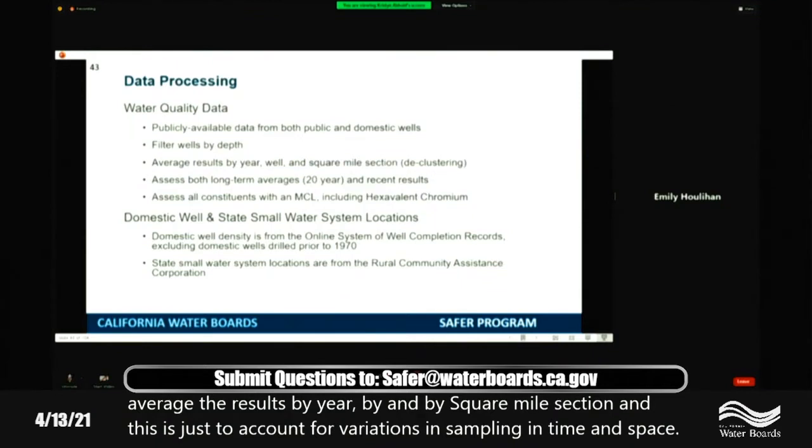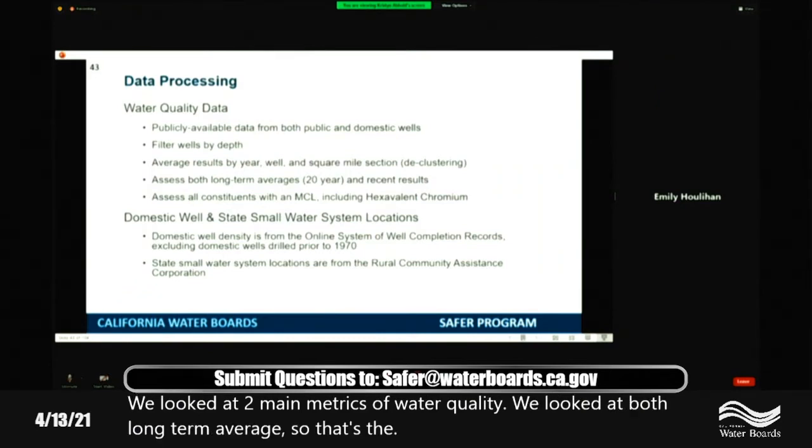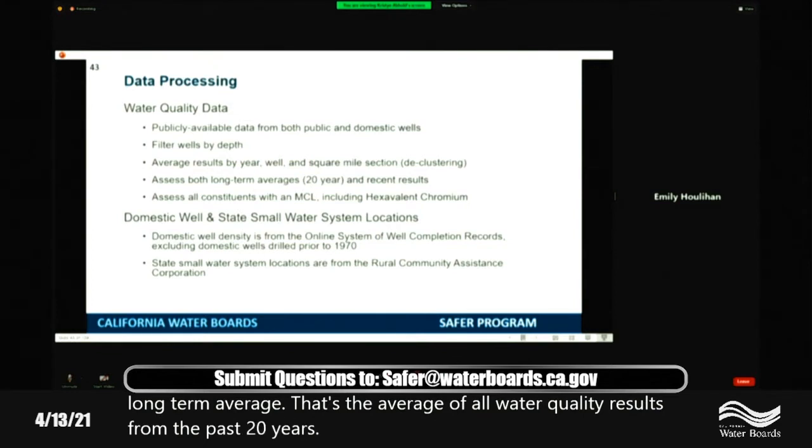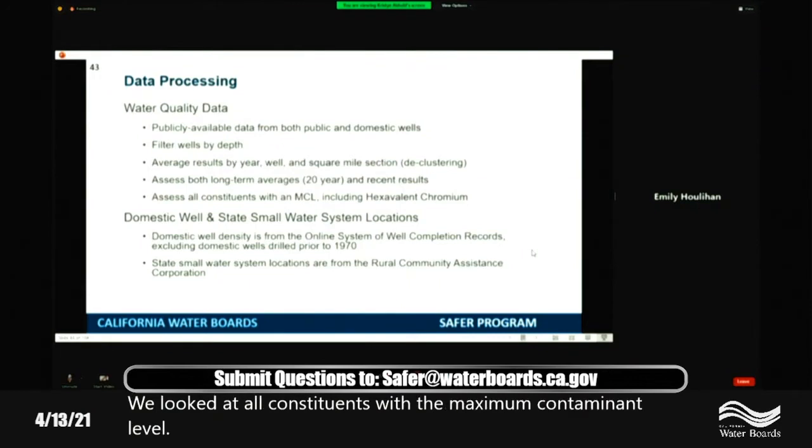We looked at two main metrics of water quality. We looked at the long-term average, that's the average of all water quality results from the past 20 years, but we also looked at the maximum recent result from within the past 2 years. We looked at all constituents with a maximum contaminant level. We also included hexavalent chromium.